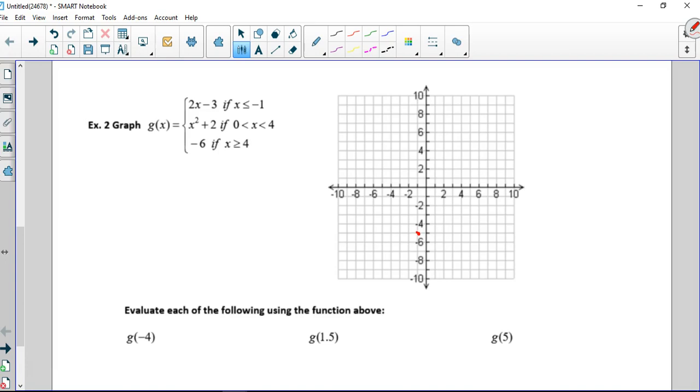And then I'm going to go down to left 1, down to left 1, and so forth. And it says less than or equal, so I'm going to use a solid dot and just go that way.